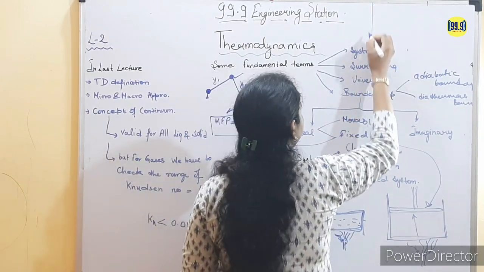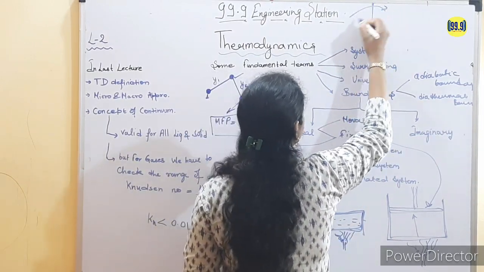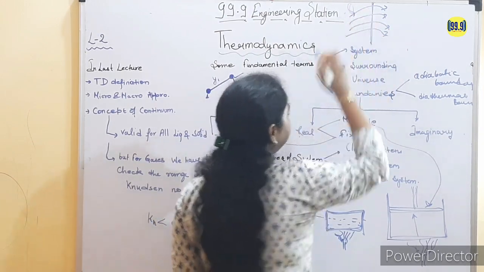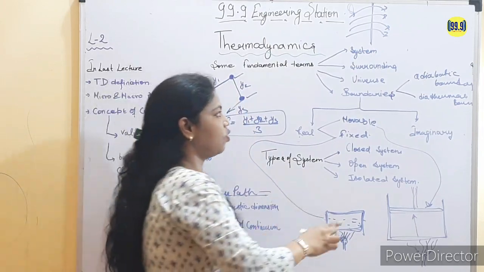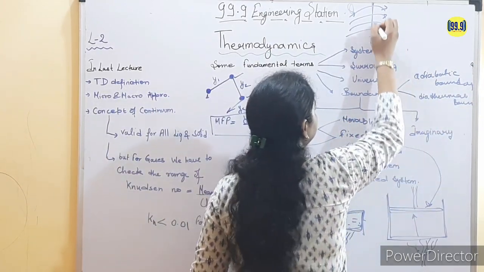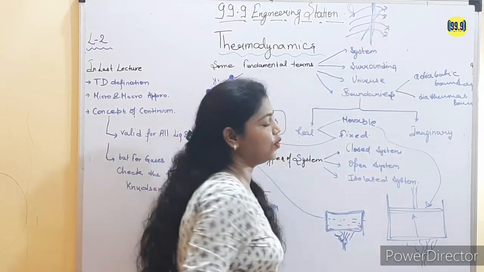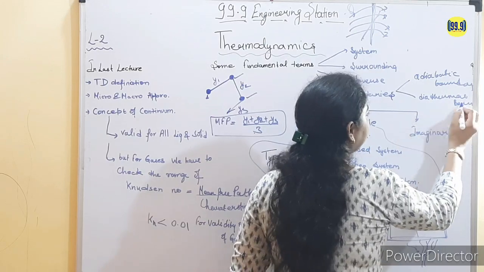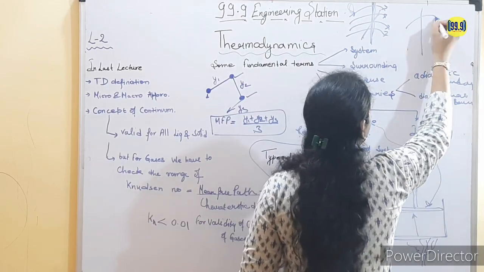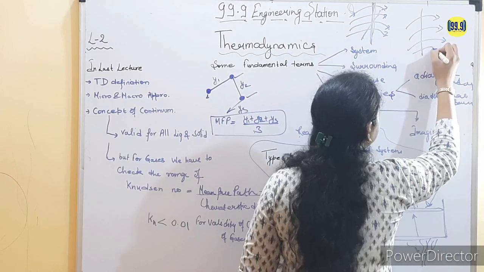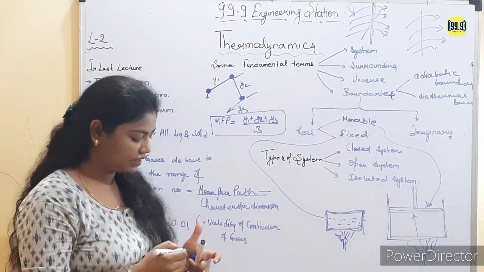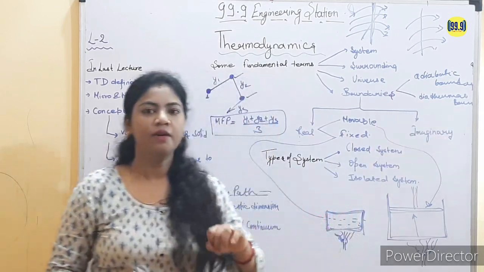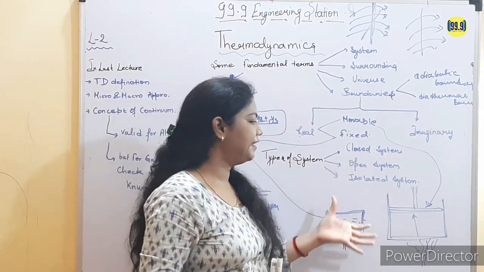Suppose we have a boundary which does not allow heat to move through it. That type of boundary is called an adiabatic boundary. This boundary does not allow heat to pass through it. And the diathermal boundary is the boundary which allows heat to pass through it. So this is the basic difference between the boundaries, adiabatic and diathermal. I think you understand it very well.